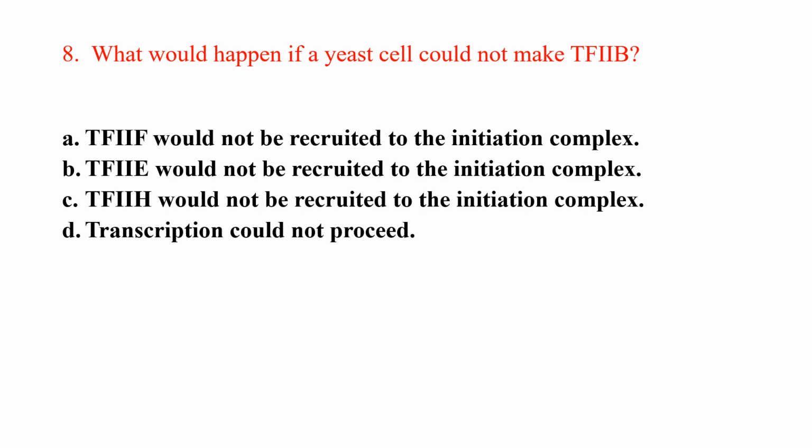And to expand on the last question, all of the above would be the answers for number 8. Since TFIIB would be the initial part of the subunit that will start the initiation complex, therefore neither TFIIF, TFIIE, or TFIIH would be able to be recruited for the initiation complex, and therefore transcription could not proceed.